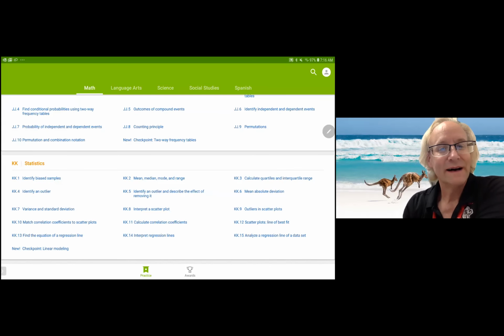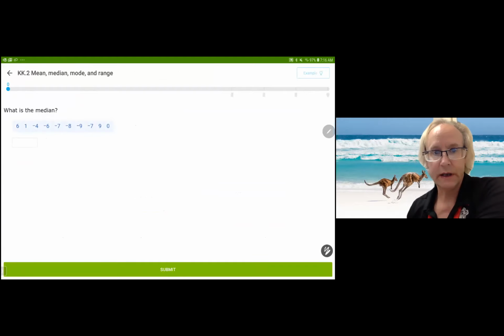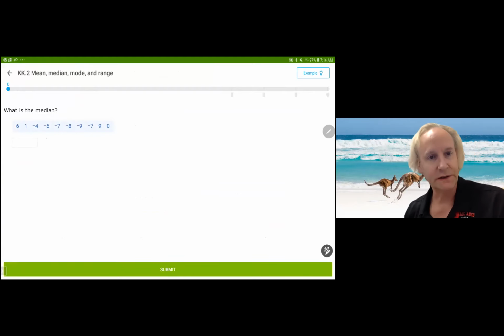Hi, everybody. Today we're going to look at KK.2, which is statistics, and it's in the statistics section of Algebra 1. We're going to look at the measures of central tendency, mean, median, mode, and the spread of the data or the range. To find the median, you need to have them listed in order from least to greatest. And a big mistake is to forget that the negative value is smaller as the value goes up.